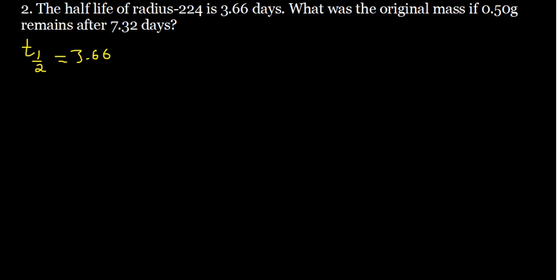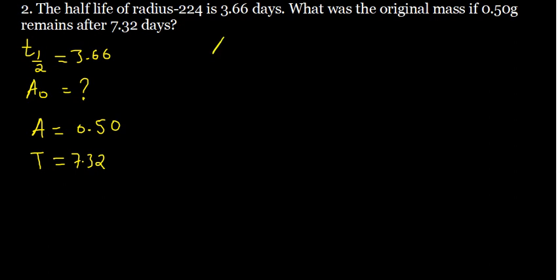Then what was the original amount or the original mass? So we don't know A0. That's the initial, we don't know. If 0.5 remains, so what remains? A, that is the one we've been given, 0.50. And then we've been told after, so they've given us the time, that is capital T, it took for you to remain with that. That is 7.32, is also in days.